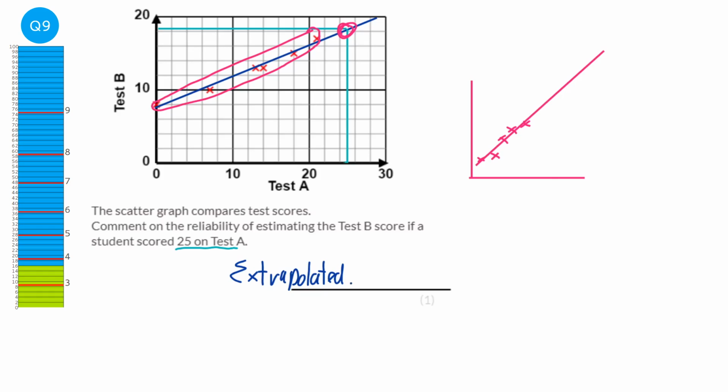And what that means is it is probably not accurate. So when you have a prediction outside the range of the data, we say it's probably not accurate. If it was inside the data, we would say it's interpolated, and that's actually quite accurate.